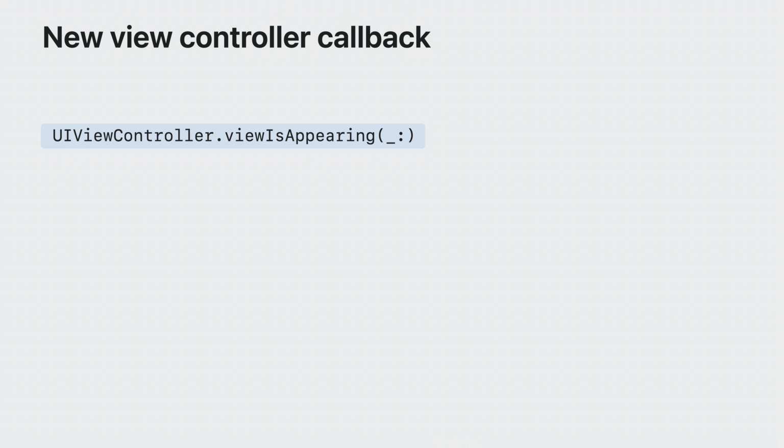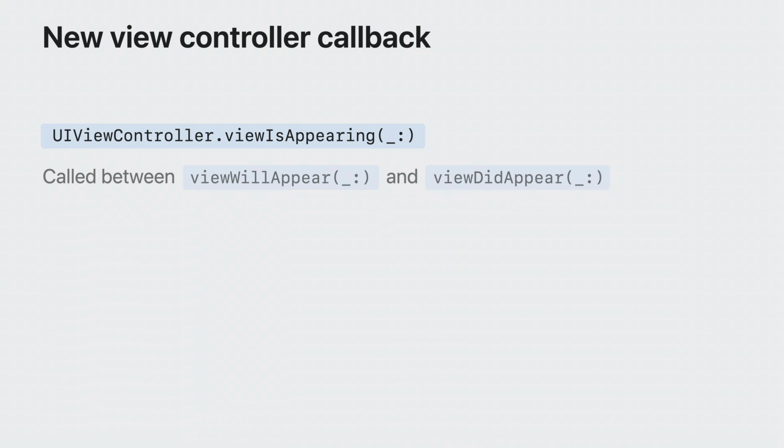Next, I'd like to cover an important improvement to the view controller lifecycle during appearance transitions, such as when you present a view controller or push or pop in a navigation controller. There is a new view controller callback named ViewIsAppearing, which is called after view will appear but before view did appear.